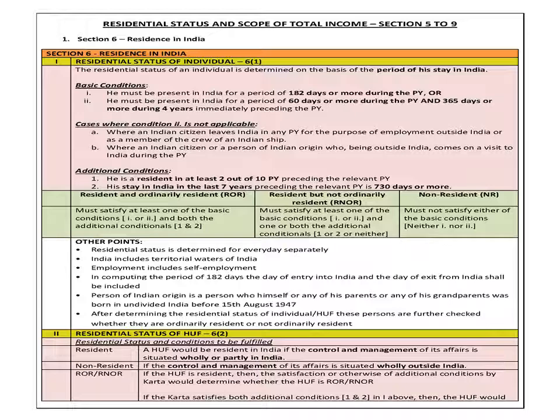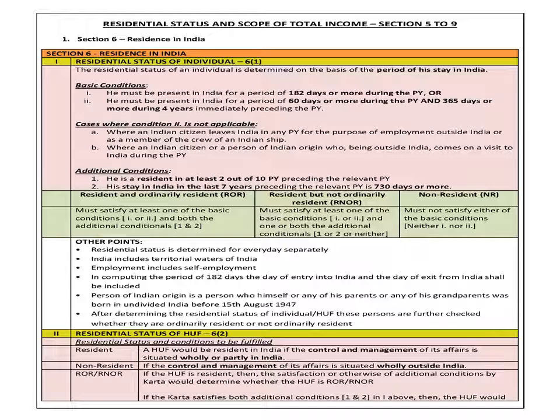After determining the residential status of an individual or Hindu undivided family, these persons are further checked whether they are ordinarily resident or not ordinarily resident. These are the conditions for an individual. Next is for the Hindu undivided family, Section 6, subsection 2. What are the conditions to be fulfilled?